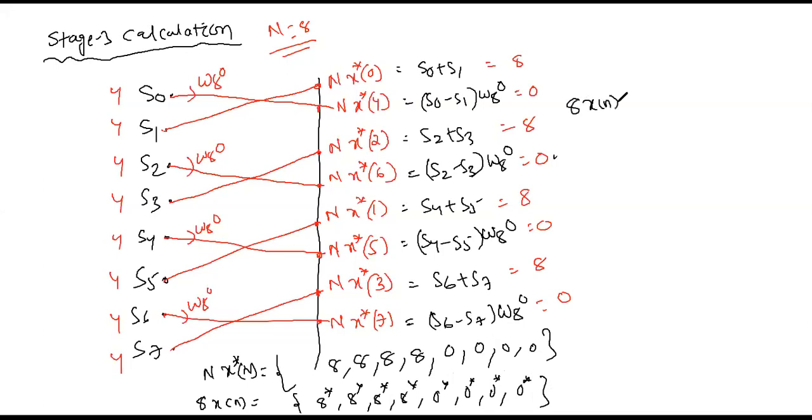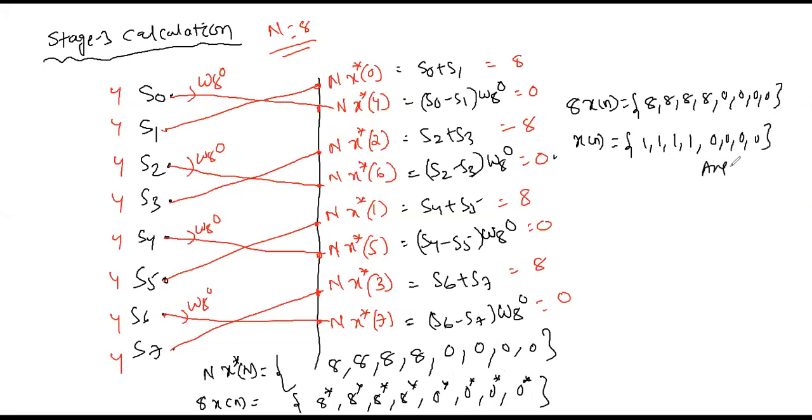8 x of n, we got here 8 conjugate, which means 8 only: 8, 8, 8, 8, and 0, 0, 0, 0. Finally, I want x of n, so divide by 8. Finally, x of n is 1, 1, 1, 1, 0, 0, 0, 0. So this is your answer. Clear all of you? It's very simple, not difficult, but you have to practice.